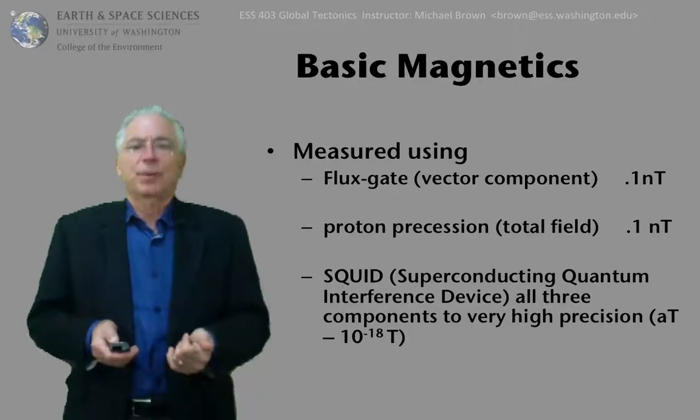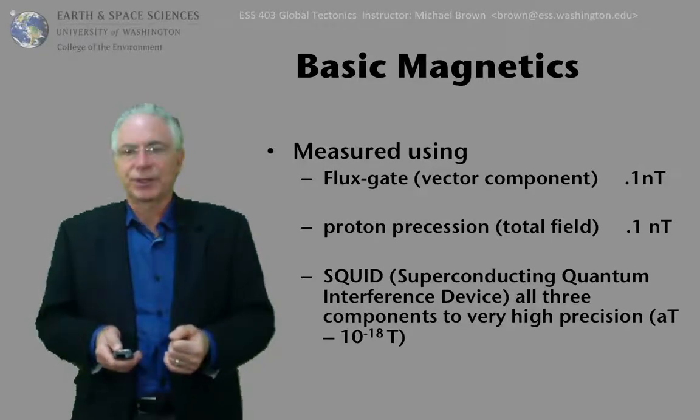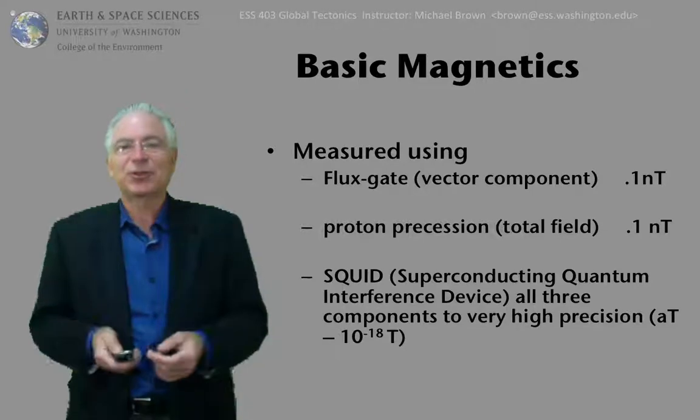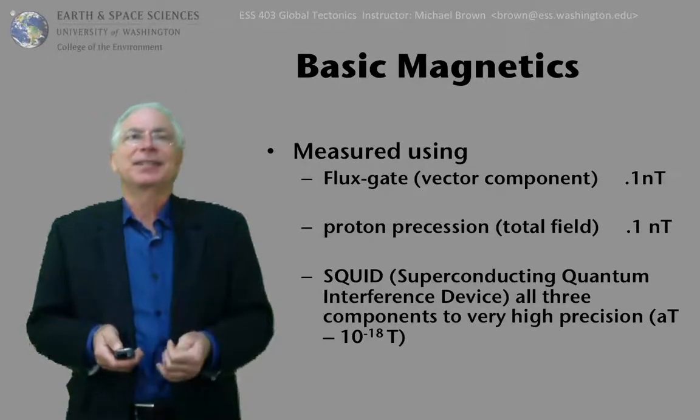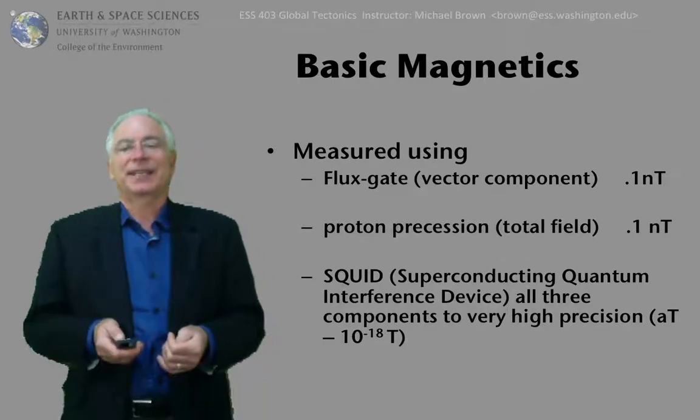SQUIDs measure 3 components of magnetic field to extraordinarily high precision. They're measured in attotesla. And what is an attotesla? It's 10 to the minus 18 of a Tesla.